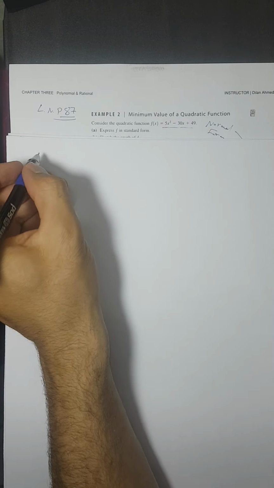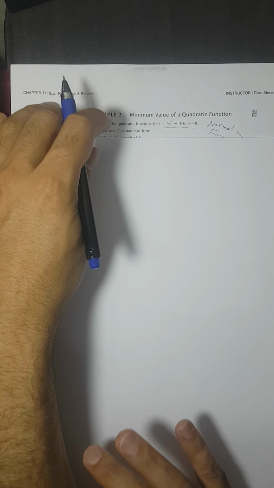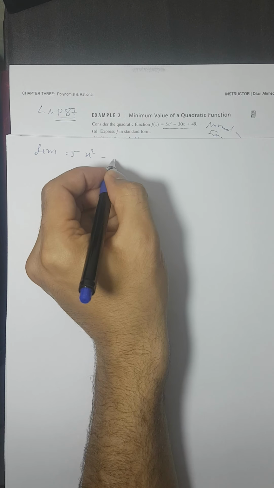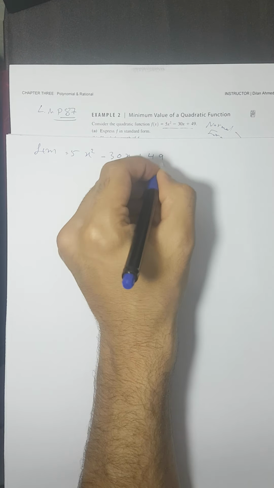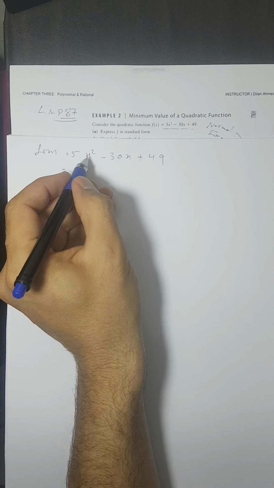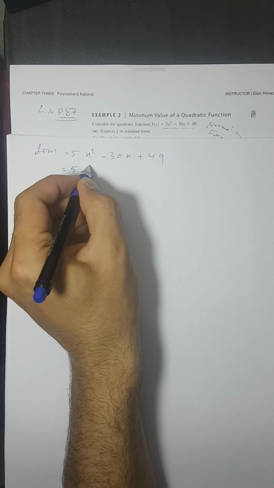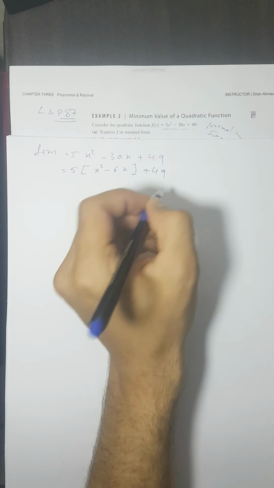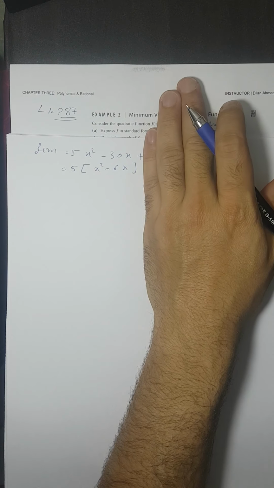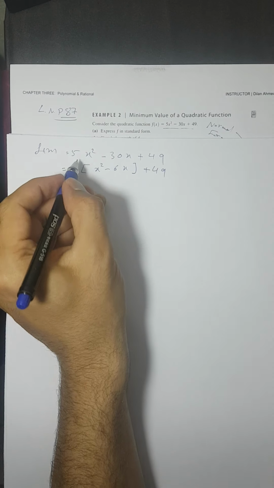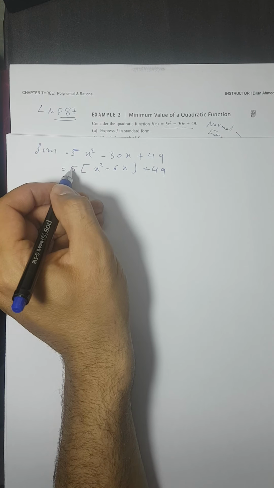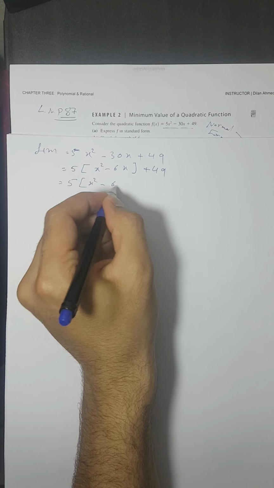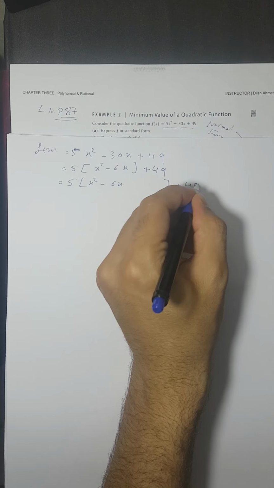Okay, example 2 says that f of x is equal to 5x squared minus 30x plus 49. We will do it together. This time, a should be 1, so I will take 5 as a common factor, so I will get 5(x squared minus 6x) plus 49. We are not dealing with that one because we put the bracket here, so we just take 5 as a factor.